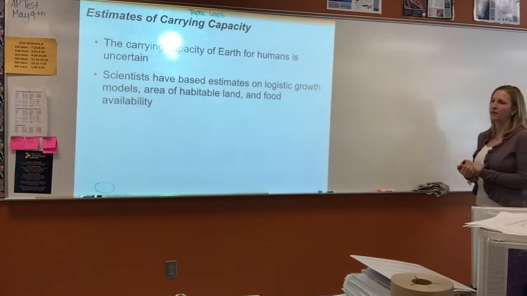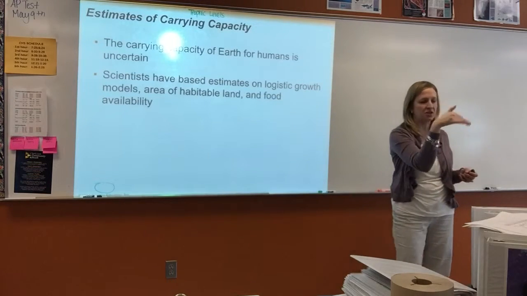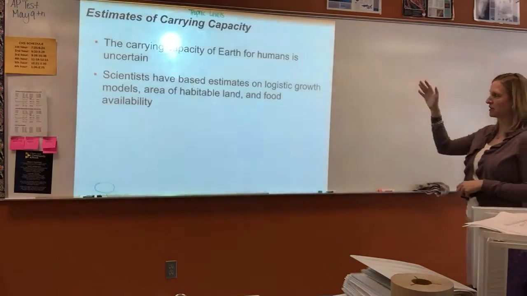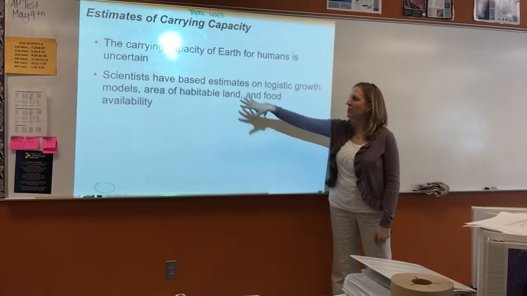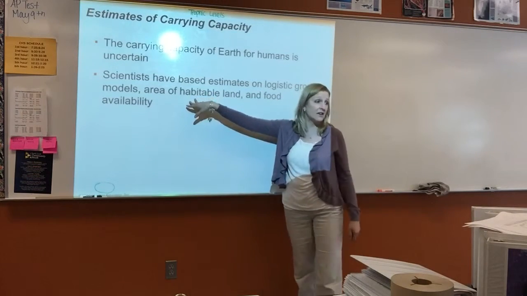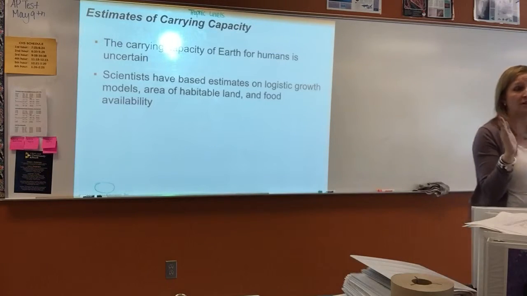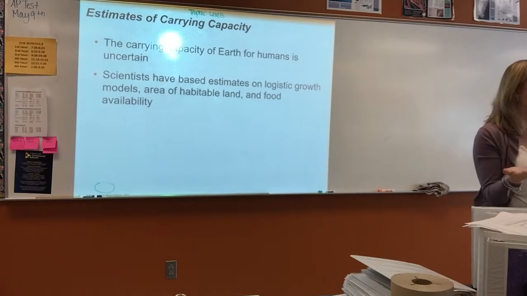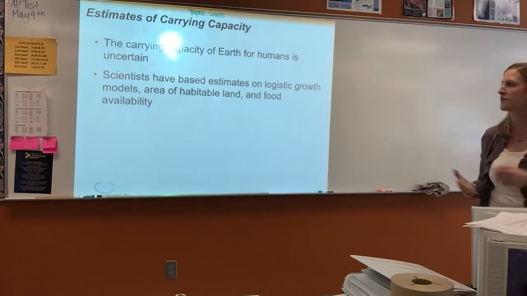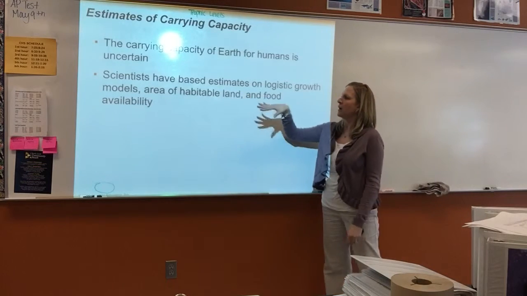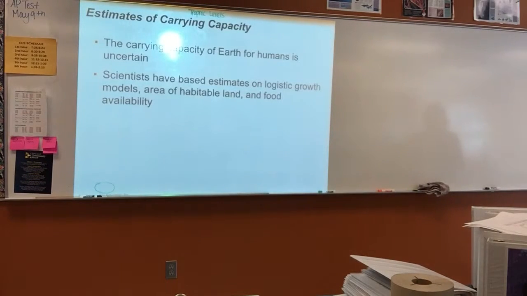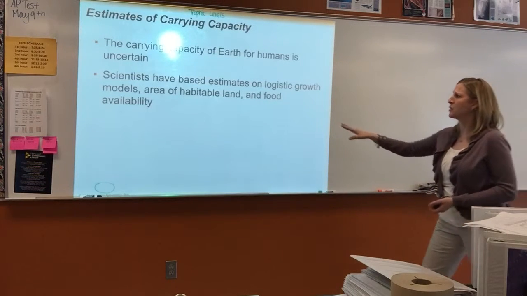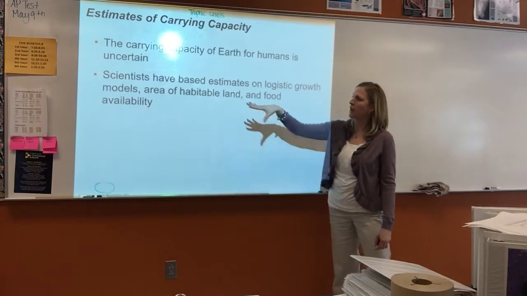They try to get some estimates based upon, remember the calculations with the logistic growth model, looking at our current growth rate and trying to extrapolate it into the future. They look at habitable land. This is land that we can actually live in. On the earth, there is a lot of land that we can't live on, like the Rocky Mountains and things like that, or the middle of the desert. There's a lot of land that we cannot live on. And food availability, that's called arable land, where we can actually grow food and so on.